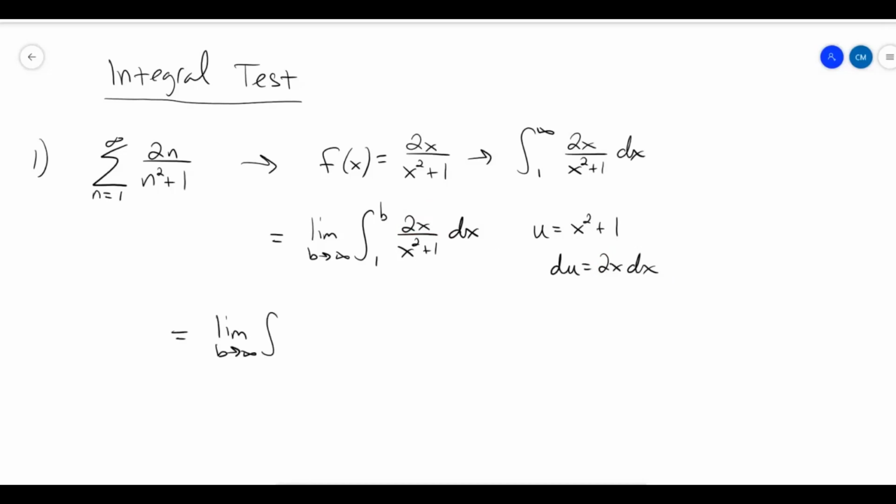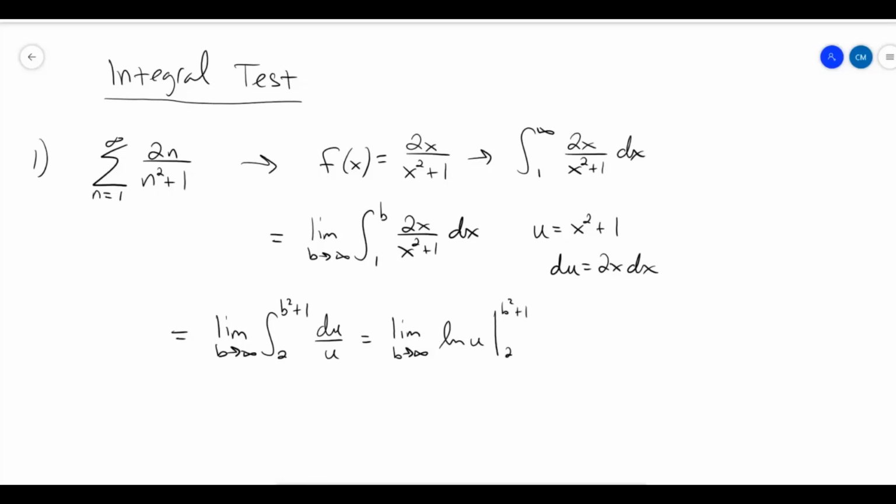Okay, now remember that these bounds also have to change. The lower bound is going to change to 2, the upper bound is going to change to b squared plus 1. Remember how you change the bounds according to the substitution, right? So we plug 1 in there, we get 2. Plug b in there, we get b squared plus 1. And then the integral becomes du over u. And then we know that that is a natural log. And so we get the natural log of u evaluated from 2 to b squared plus 1.